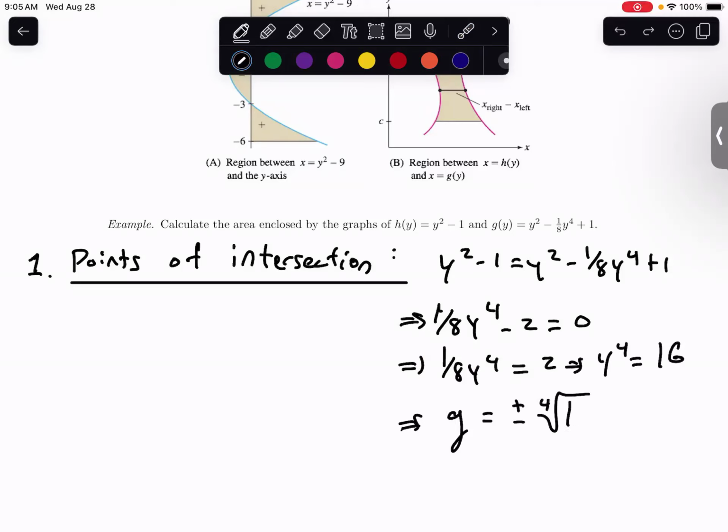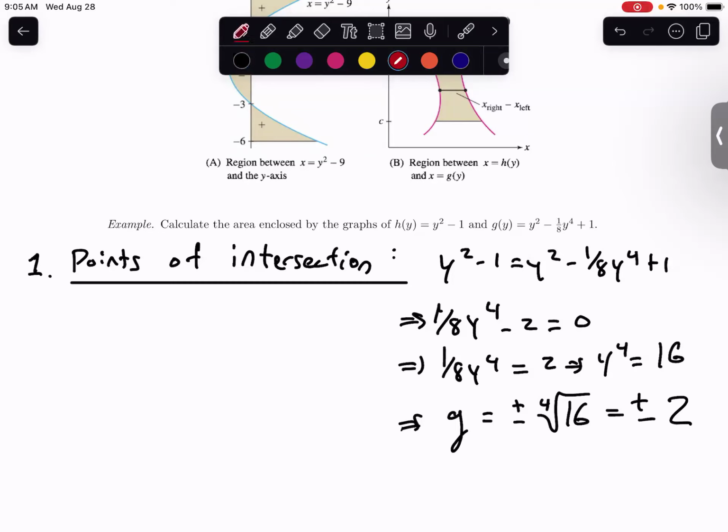And so you need to think to yourself, what number, if you raise it to the 4th power, ends up giving you 16? The answer is going to be plus or minus 2, because 2 to the 4th power is equal to 16, and minus 2 to the 4th power is equal to 16 as well. So this is going to be equal to plus or minus 2. And so we found the points of intersection.